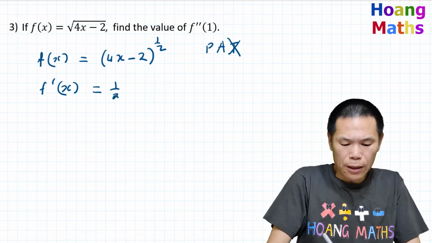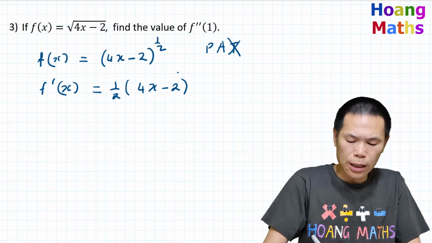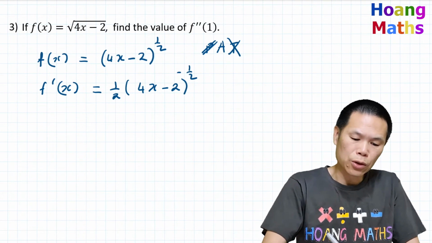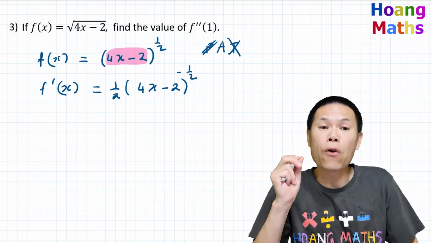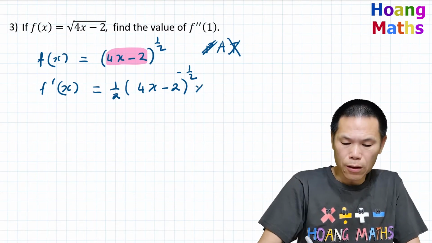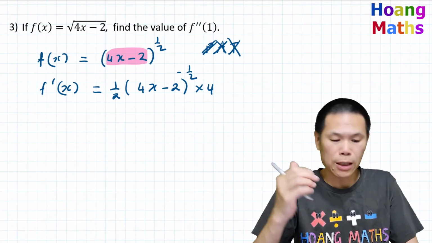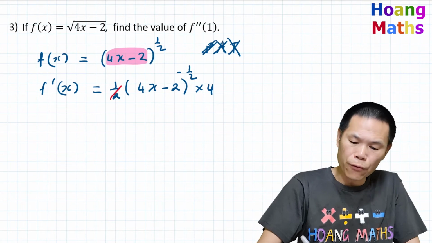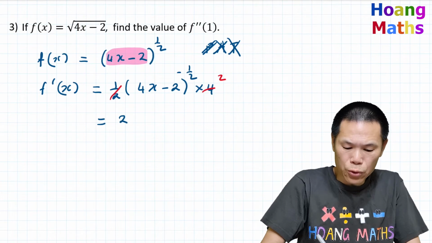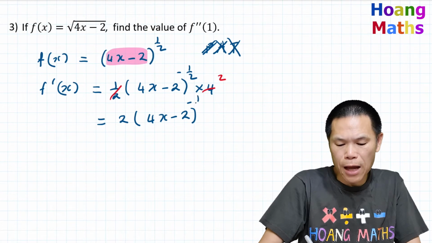So a half, and then we have 4x minus 2, and a half minus 1 is negative a half. That is the power. And then now we need to differentiate the angle. So the angle is here. We differentiate 4x minus 2, so that will give me 4. So we times 4. So angle done as well. So that's it. What I do now, I just simplify this. And we know that a half of 4 gives me 2. So let me just rewrite this. That will give me 2 brackets 4x minus 2 power of negative a half.